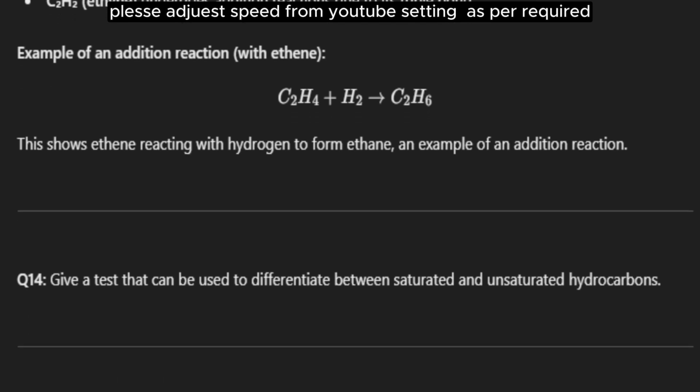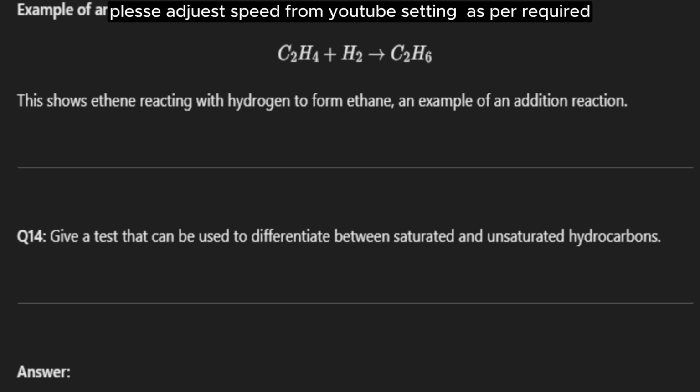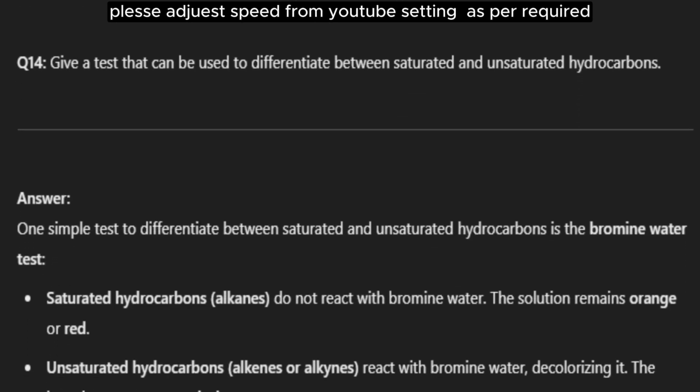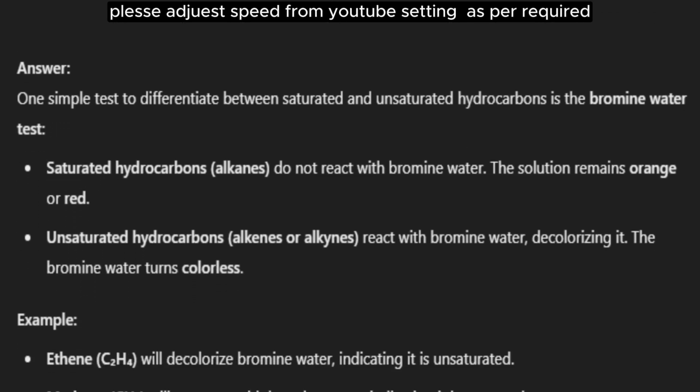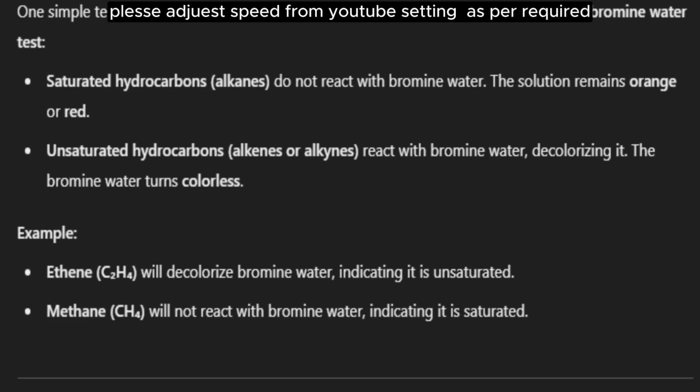Q14. Give a test that can be used to differentiate between saturated and unsaturated hydrocarbons. Answer. One simple test to differentiate between saturated and unsaturated hydrocarbons is the bromine water test. 1. Saturated hydrocarbons, alkanes, do not react with bromine water. The solution remains orange or red. 2. Unsaturated hydrocarbons, alkenes or alkynes, react with bromine water, decolorizing it. The bromine water turns colorless. Example. 1. Ethene, C2H4, will decolorize bromine water, indicating it is unsaturated. 2. Methane, CH4, will not react with bromine water, indicating it is saturated.